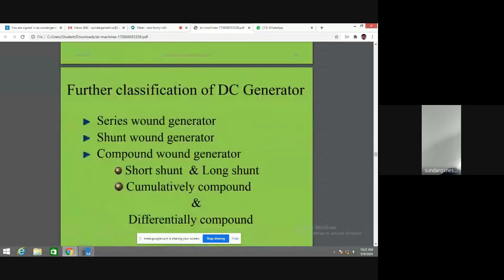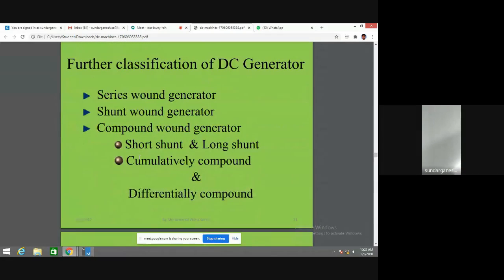Next classification is about the connection between the field coil and the armature coil. If the field coil and the armature coil are in series, then it is known as a series wound generator. If the field coil and the armature coil are in parallel, then we call it a shunt wound generator.